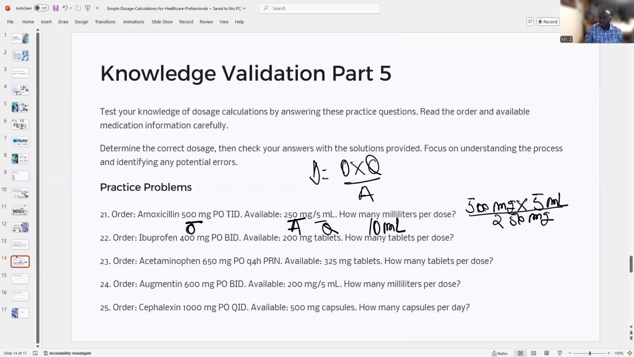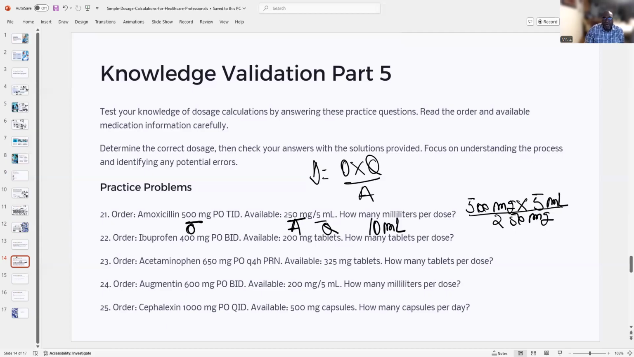Or you can do 500 times 5, which is 2,500, divided by 250. So you got 500 times 5, which is 2,500. When you divide that by 250, you will get 10 milliliter. All right. Multiplication can go either way. 10 milliliter is a single dose.